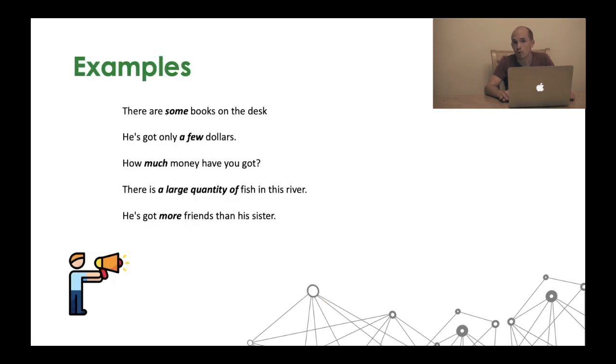Now let's look at some more examples. There are some books on the desk. Countable. He's only got a few dollars. Countable. How much money have you got? Money is uncountable. There is a large quantity of fish in this river. Again, fish here is uncountable. He's got more friends than his sister. Countable.